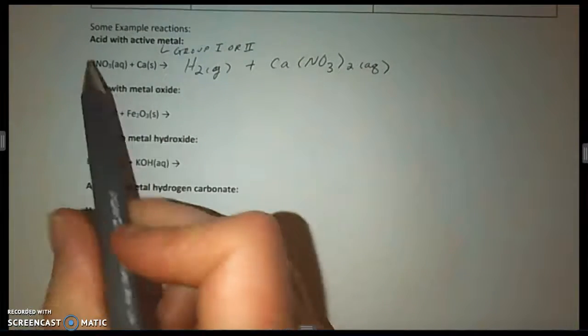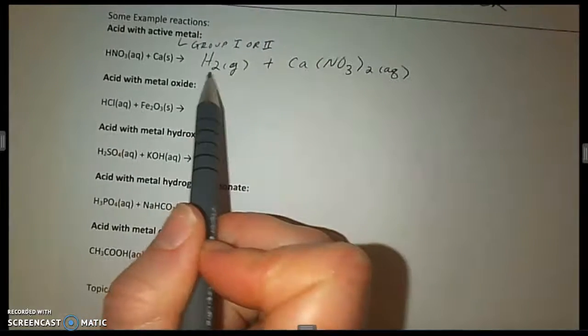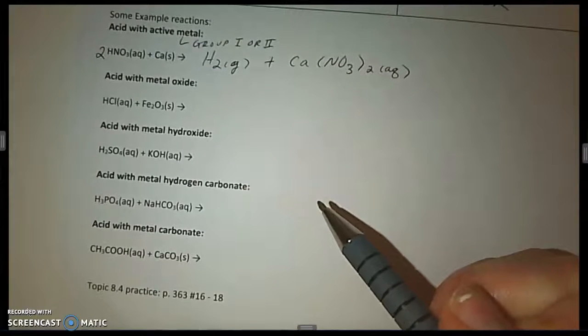Okay, and then that reaction isn't balanced, so I'm going to go through and balance it. You notice that I'm making hydrogen gas, which means that I'm going to need 2 of these acids. And then that also balances out the nitrates here.